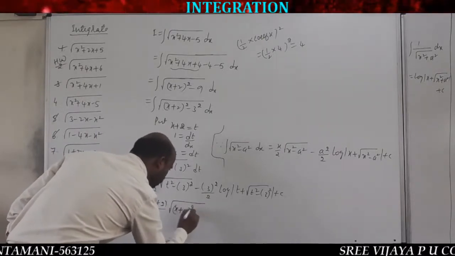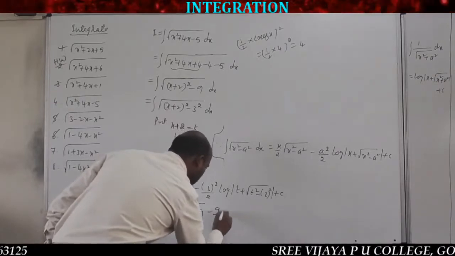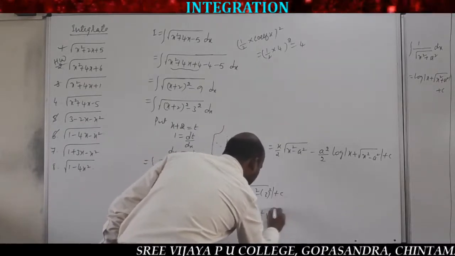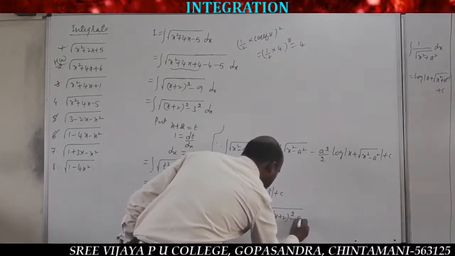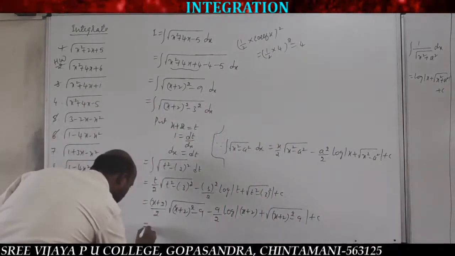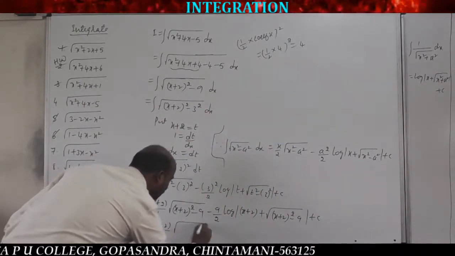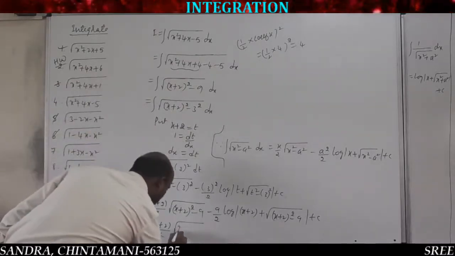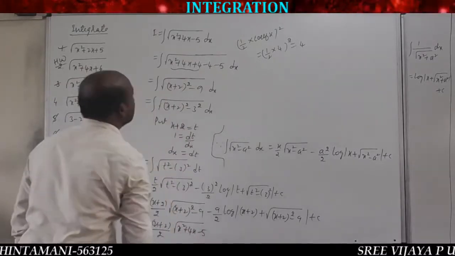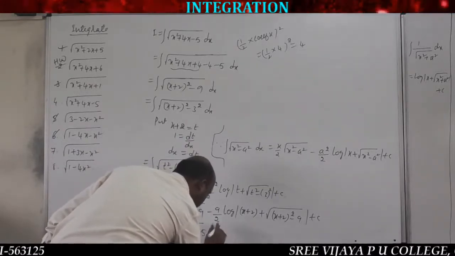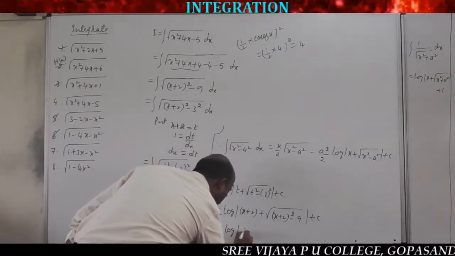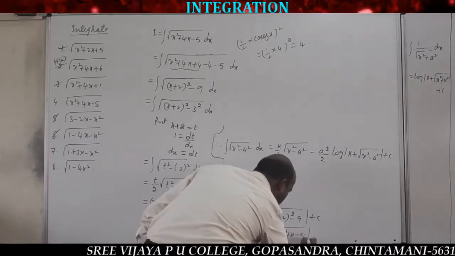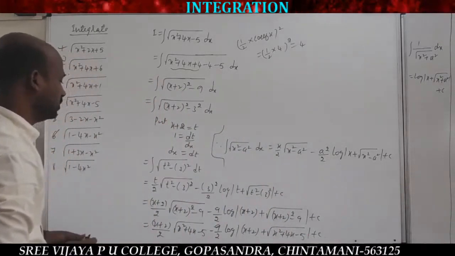So root of x plus 2 whole square minus 9, minus 9 by 2 log modulus of, the value of t is x plus 2 plus root of x plus 2 whole square minus 9, plus c. That is equal to x plus 2 by 2 root of x plus 2 whole square minus 9, which can also be taken as x square plus 4x minus 5, minus 9 by 2 log of modulus of x plus 2 plus root of x square plus 4x minus 5, plus integral constant c.